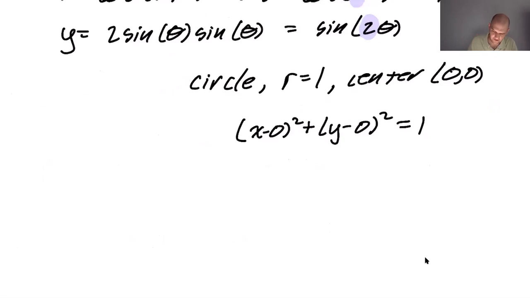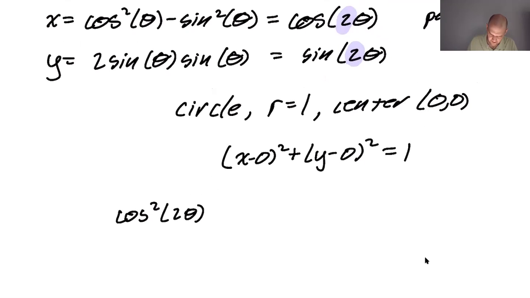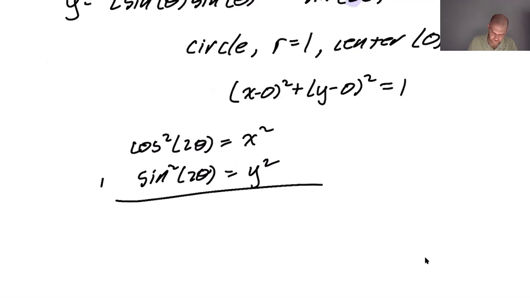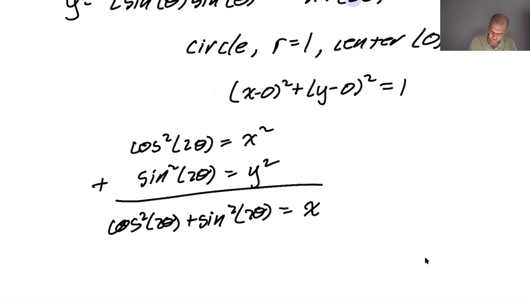Or we could do cosine squared of 2 theta equals x squared, I guess. Sine squared of 2 theta equals y squared. Then we'll add, and get cosine squared plus sine squared equals x squared plus y squared.